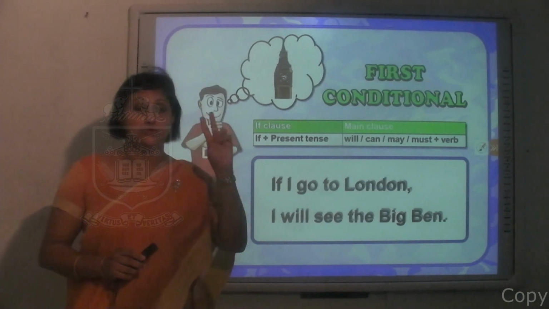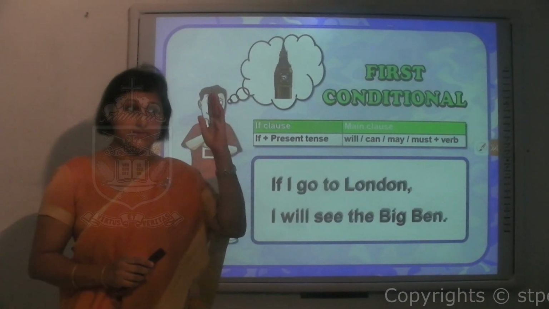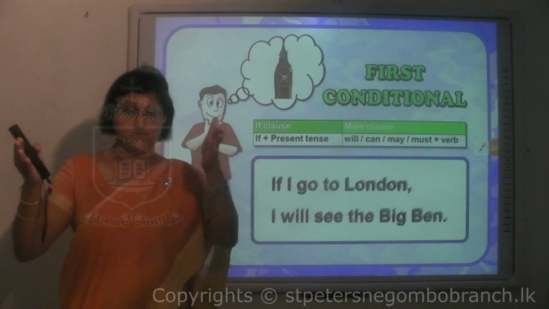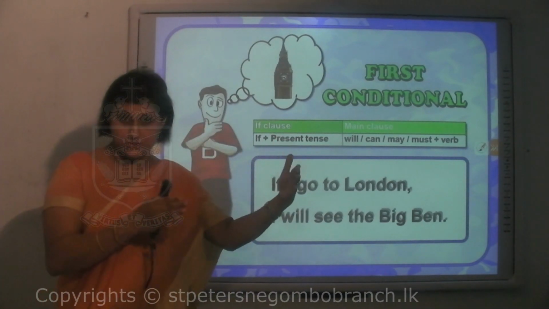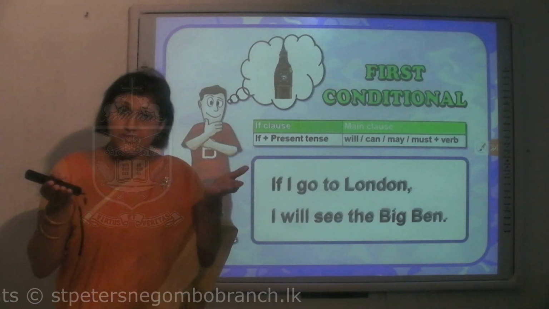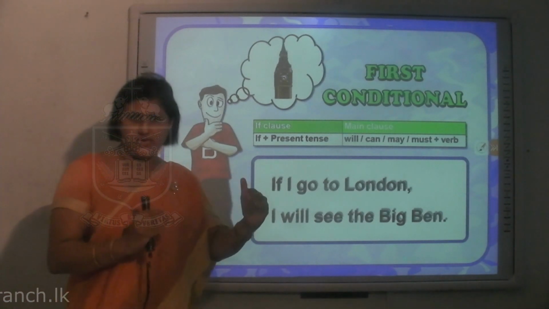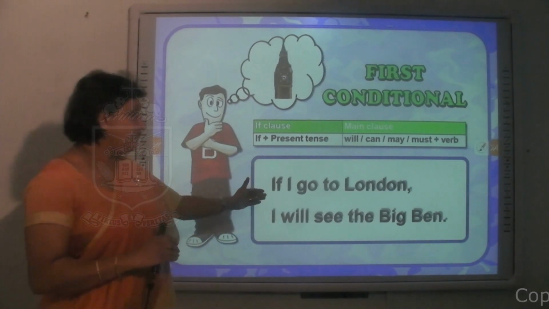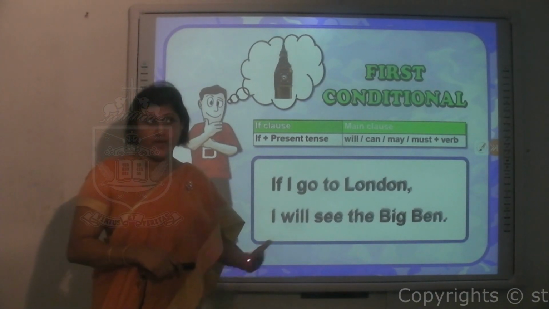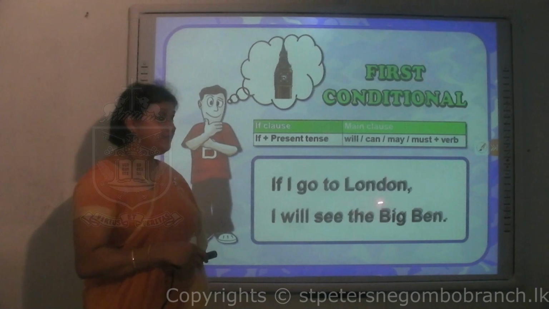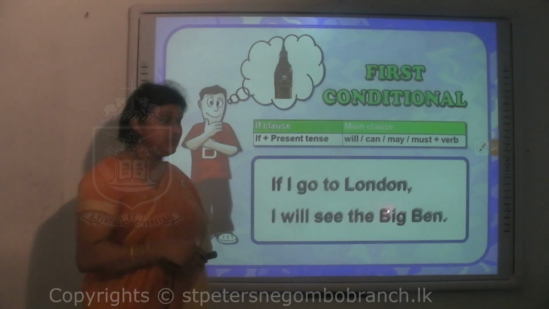Children, can you remember I told you in the first slide, about the zero conditional, that in both the main clause and the conditional clause, both came up with the same tense, simple present tense. But here a little bit of change is there. What is that? If I go to London, in simple present tense, is the if clause, and the result is I will see the Big Ben.